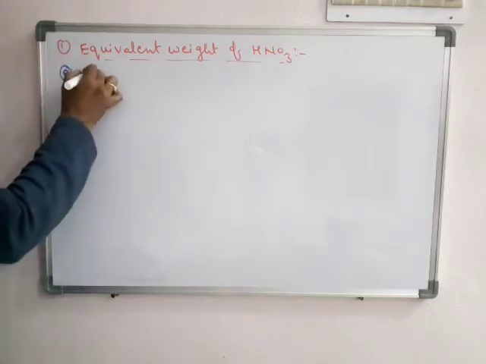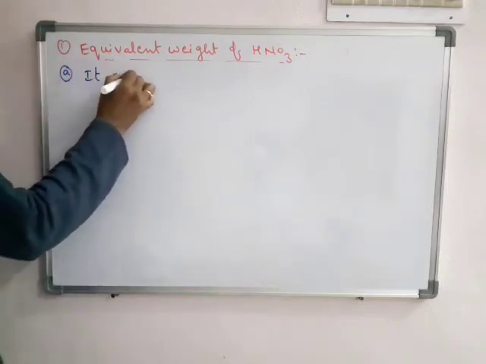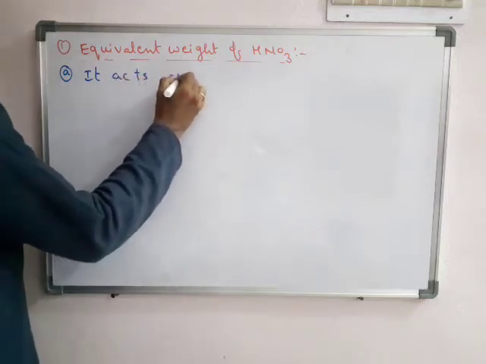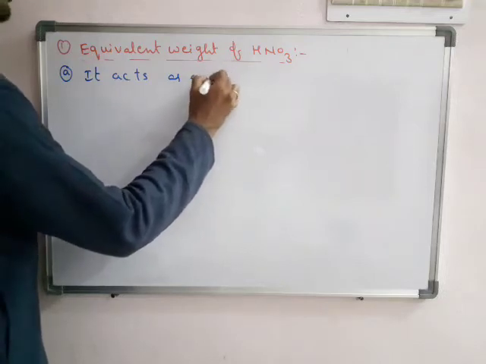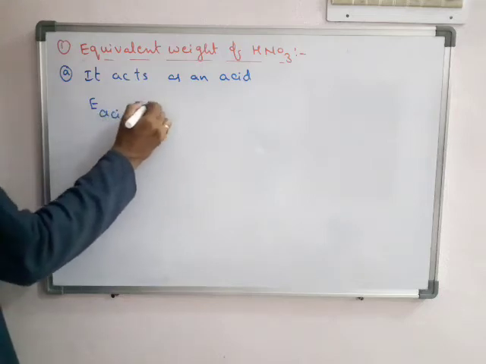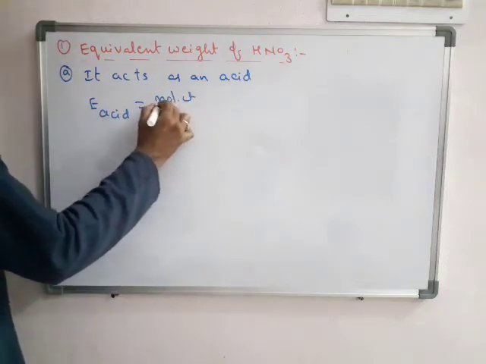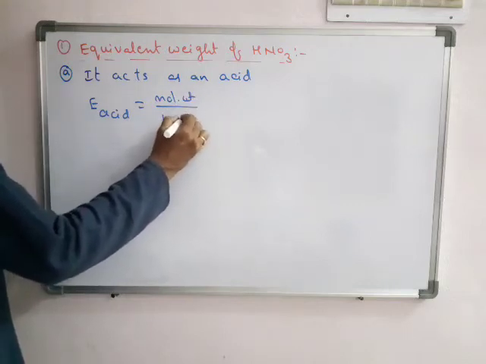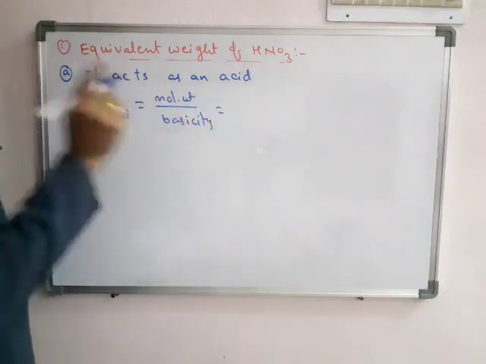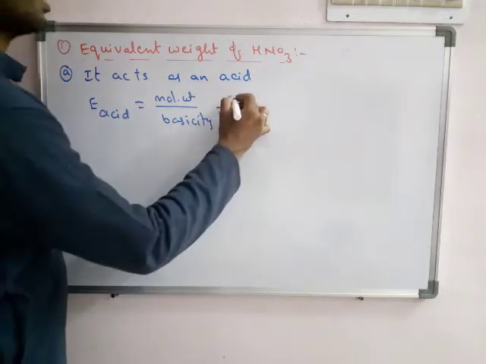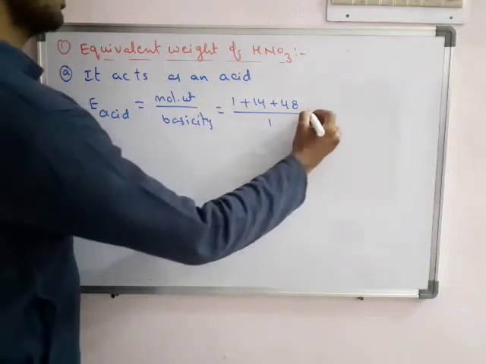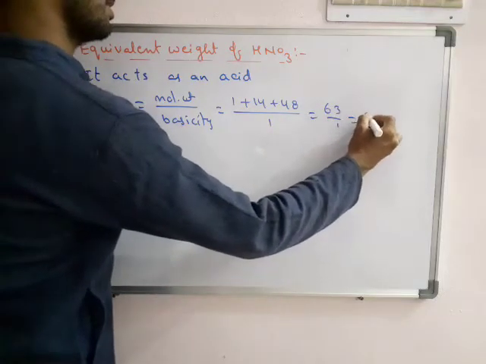But first, let's see when it acts as an acid. We know how to calculate the equivalent weight of an acid. It is molecular weight by basicity. So molecular weight, how much here? Nitrogen 14. So basicity 1, so 63 by 1, that is 63 gram.